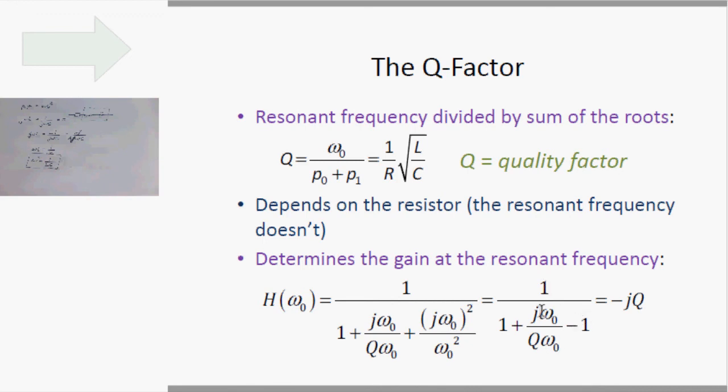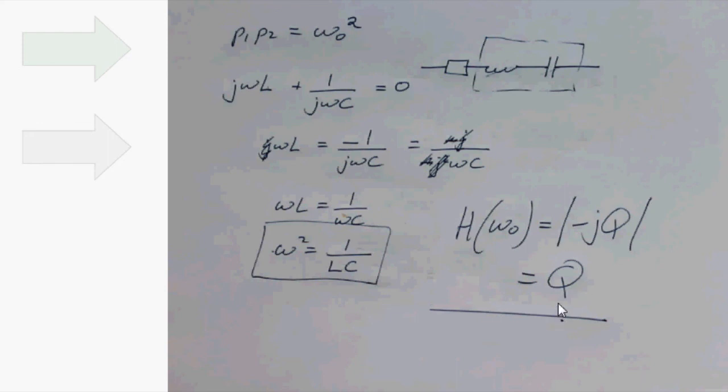That just leaves us with 1 over j omega naught over Q omega naught. The two omega naughts cancel. That just ends up with this. And the magnitude of this, that's H of omega naught, is just equal to the magnitude of minus jQ, and that's just Q. We have this. And that's probably the easiest way to think about Q. Q, for this circuit, a series RLC, is the magnitude of H at the resonant frequency, the magnitude of the voltage gain at the resonant frequency.